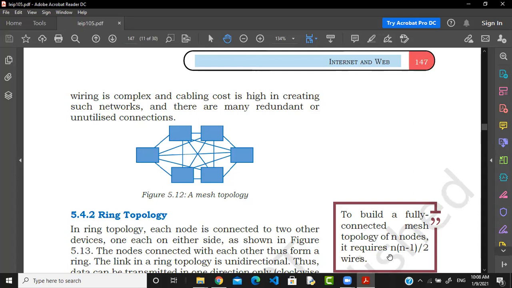There is one formula: if you are connecting the computers through mesh topology, you require n into n minus 1 divided by 2 wires, where n is the number of nodes. Number of nodes means the number of computers attached to the network, each known as a node. These things we had already discussed.